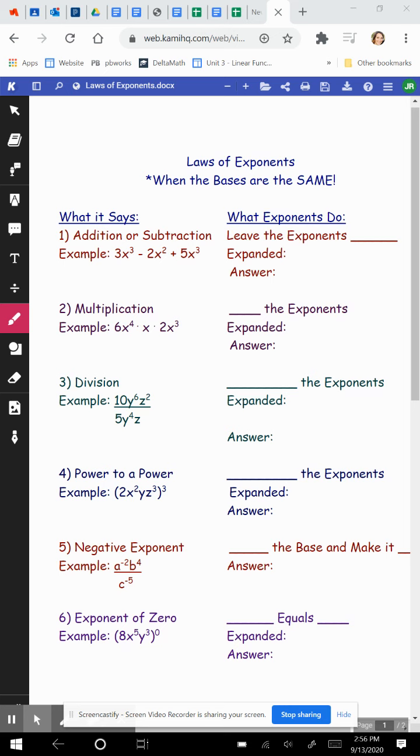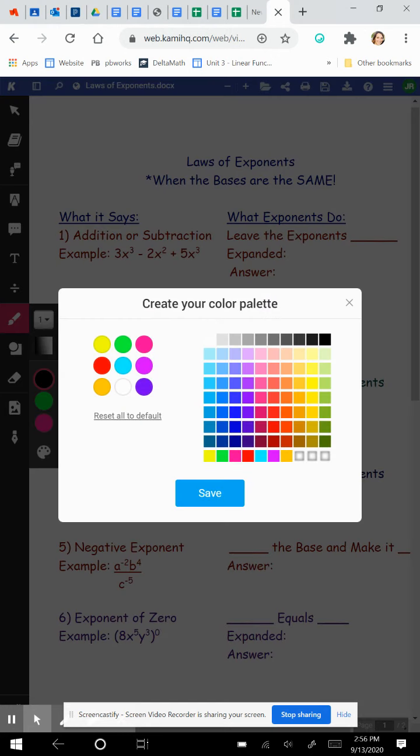Hey Math 3, so today we are going to review laws of exponents, and this is when our bases are the same. So really quick, let's talk about an exponent.